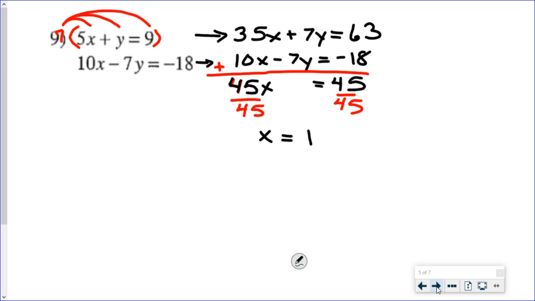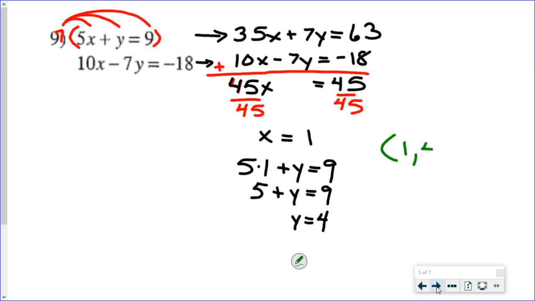And then again, I like the top equation. I'm going to go back to my original 5x plus y equals 9. I always tend to go back to my original. 5 plus y equals 9. So you can see, obviously, y equals 4. So my final answer is 1, 4.